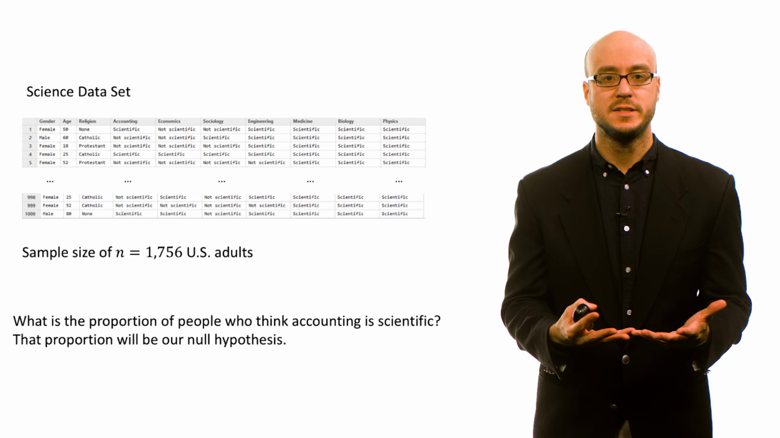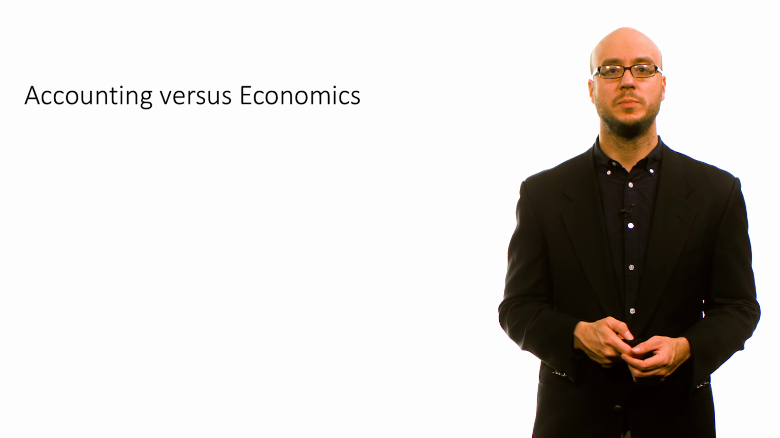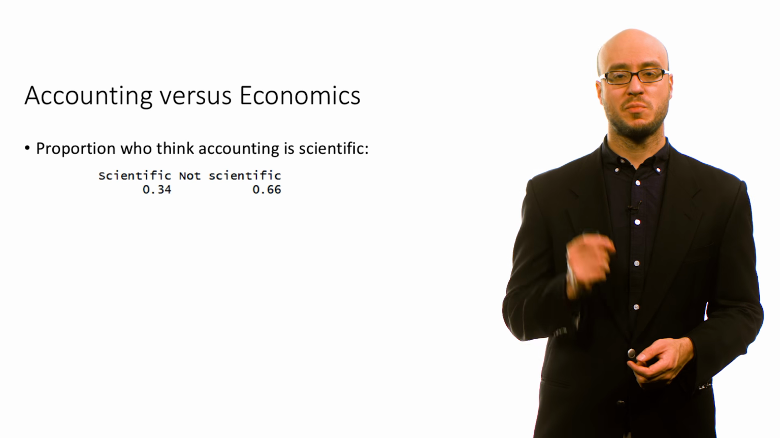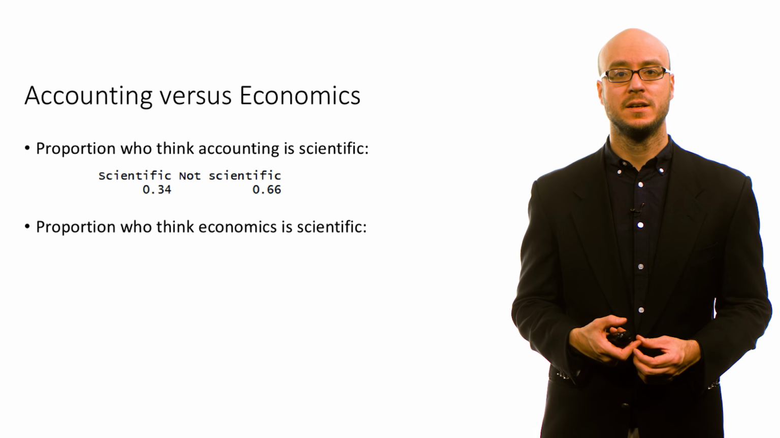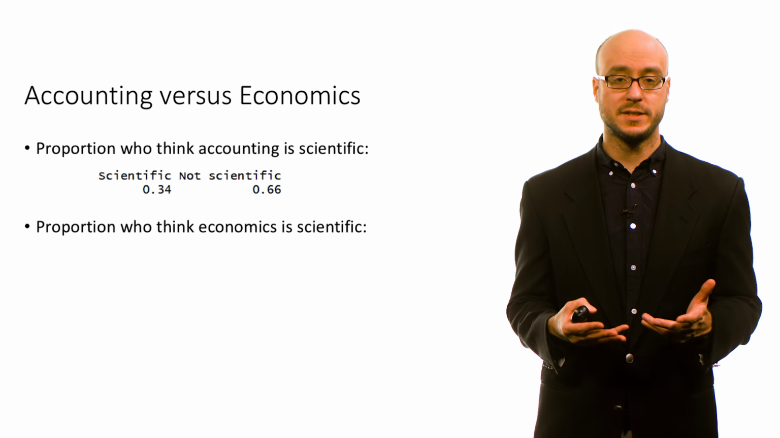So let's look at the science data set again. The sample size is 1,756 US adults. What is the proportion of people who think accounting is scientific? That proportion, in this particular instance, will be our null hypothesis. So the proportion who think accounting is scientific is 0.34. About 34% of people think accounting is scientific.